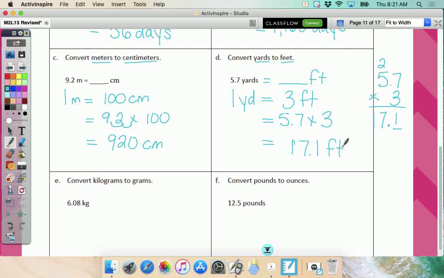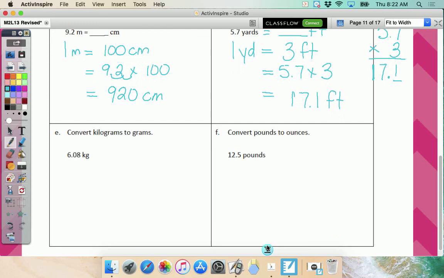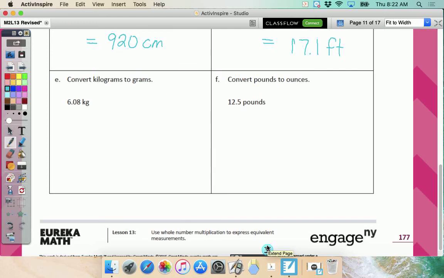Is this getting any easier? Yes. You can't really see my 1 right there, can you? There's a 1. Okay, let's do the next ones. So kilograms to grams. So we're going to go equals blank grams. So 1 unit, Damien, what would 1 unit be here? 1 kilogram. Okay.